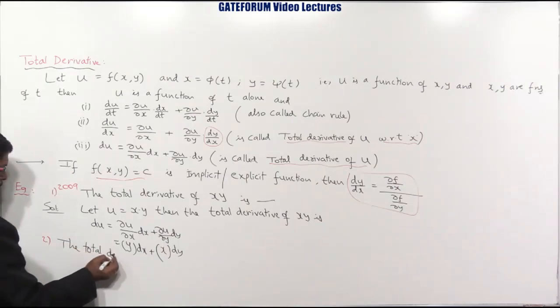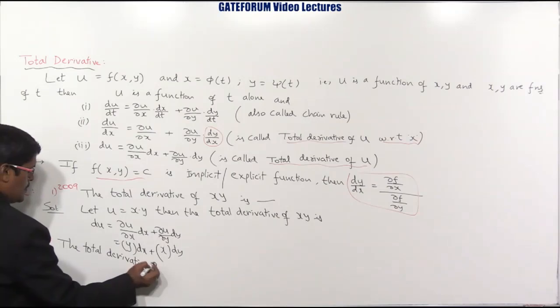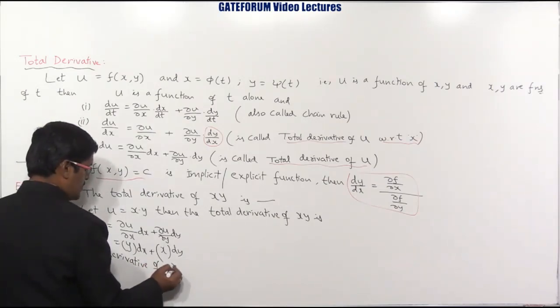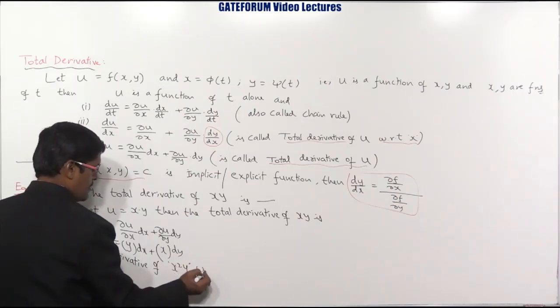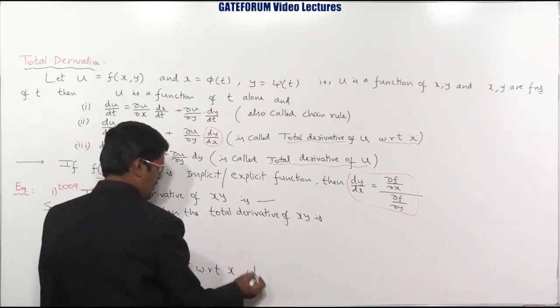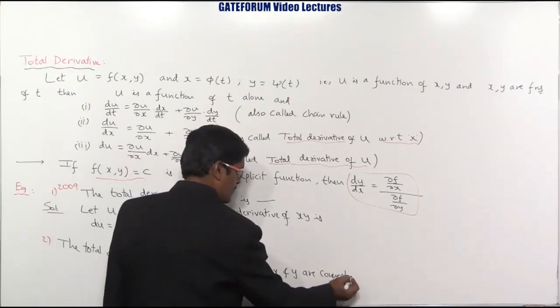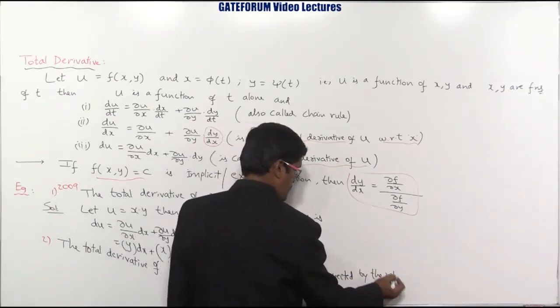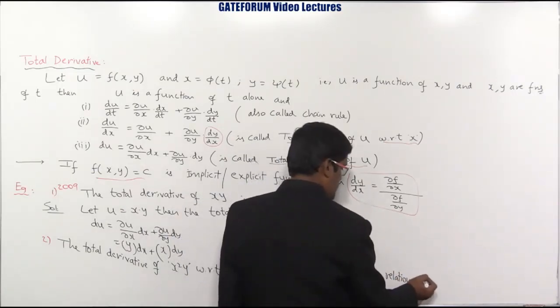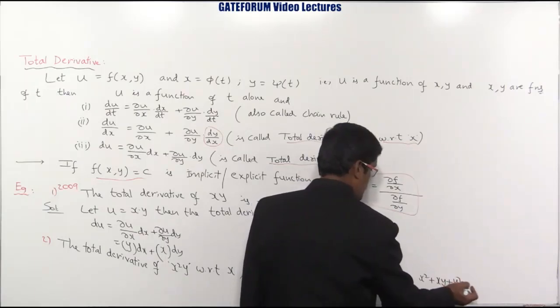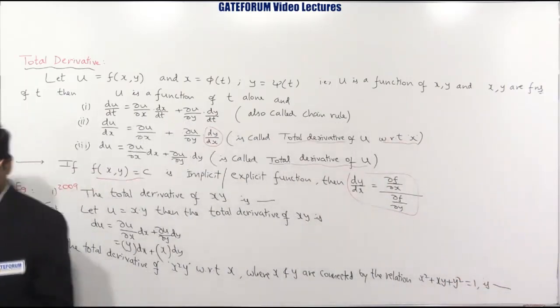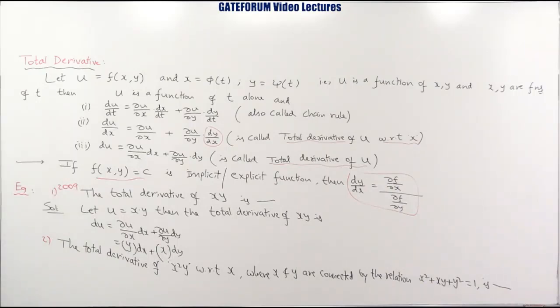The total derivative of x square y with respect to x, where x and y are connected by the relation x square plus xy plus y square is equal to 1, is. Solution.